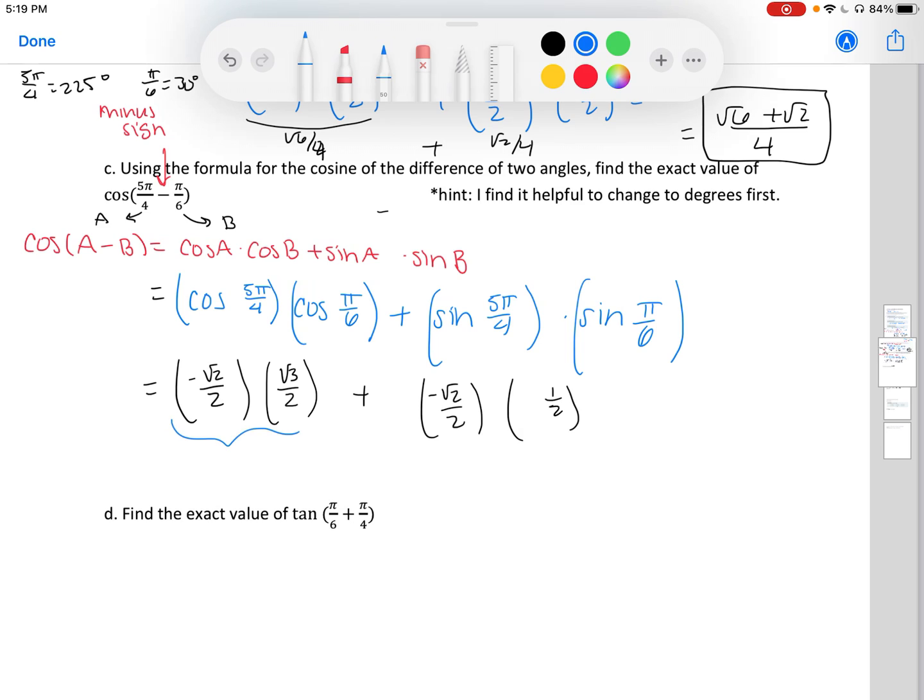All right, let's multiply them. Our denominator is 2 times 2, which is 4. I have negative square root of 6, plus negative square root of 2, over the denominator of 4. So I have negative square root of 6 minus square root of 2 over 4.